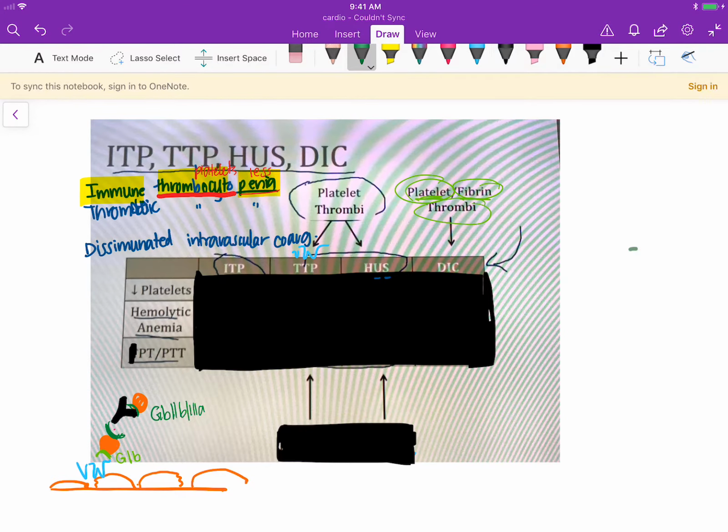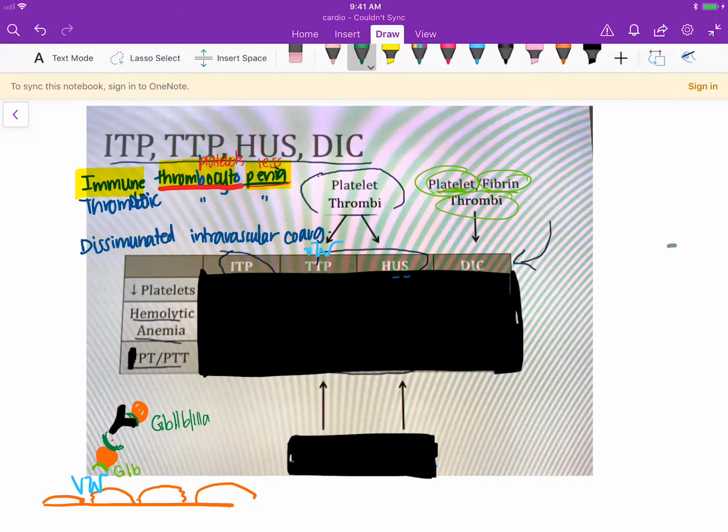So what happens to the number of your platelets? Are they going to be normal or are they going to be less? Well, if your spleen is breaking down the platelets with this antibody, obviously you're going to have less platelets. So decreased platelets, yes, less platelets.